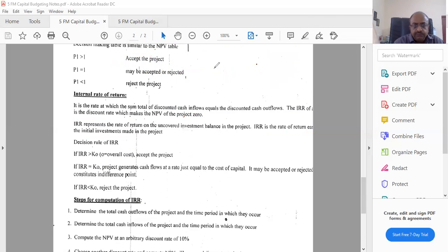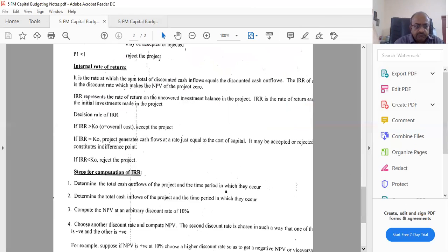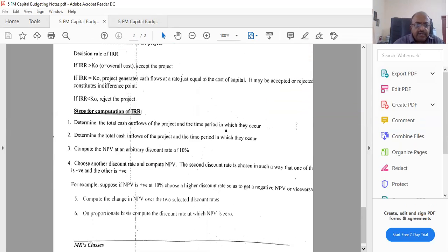Now, how do we calculate? How do you find out this rate? It's very simple. We have already done something similar. Determine the total cash outflows of the project and the time period in which they occur, because we have to list out the items the way we have done, with the time period and the outflows. Similarly, the cash flows and time period, which year, 0, 1, 2, 3, whatever. Take an arbitrary discount rate of say 10%, a random term, and calculate NPV.